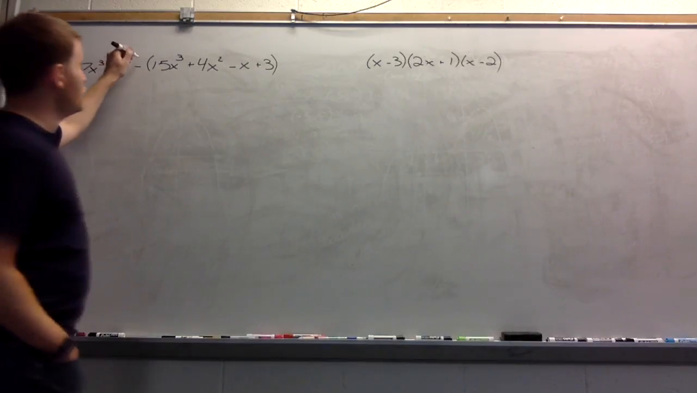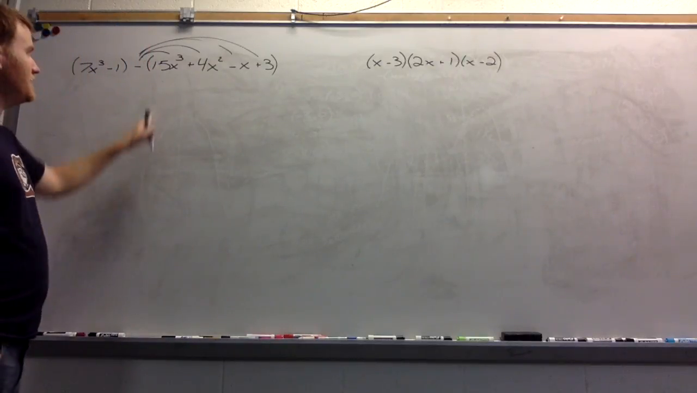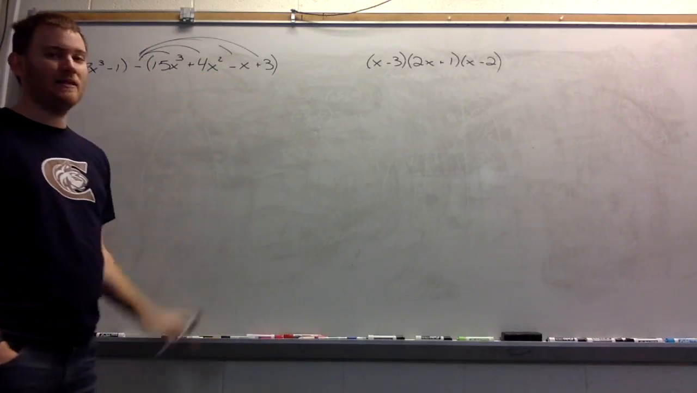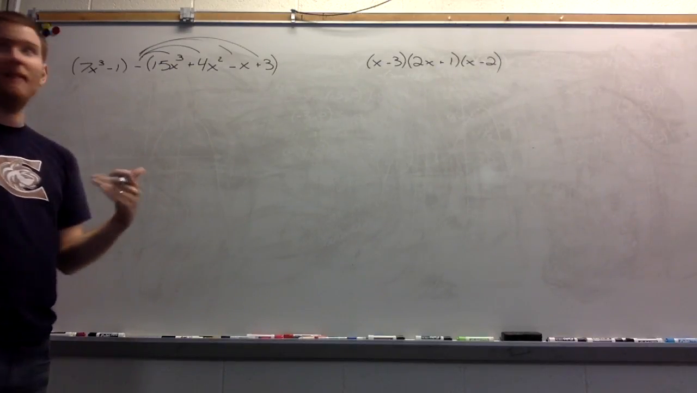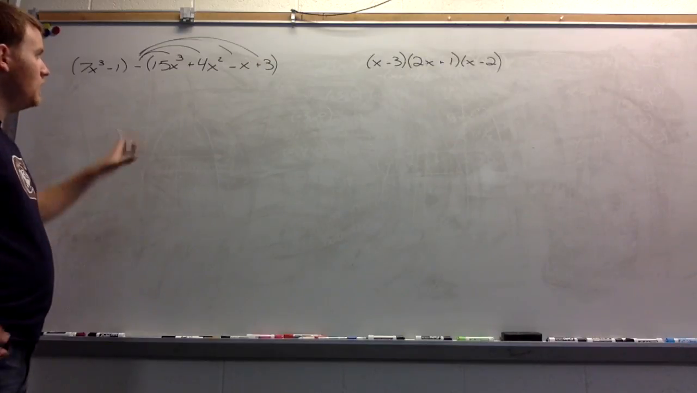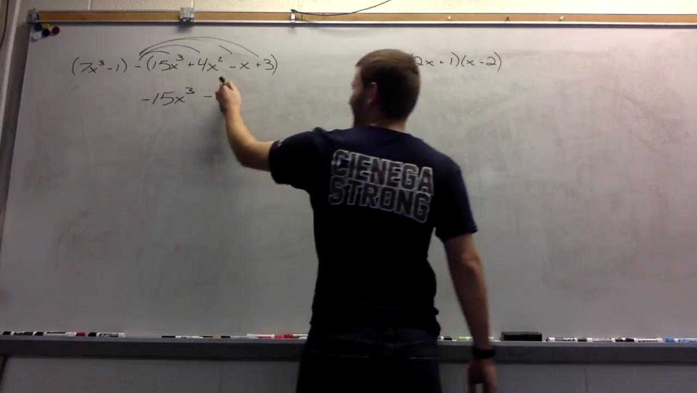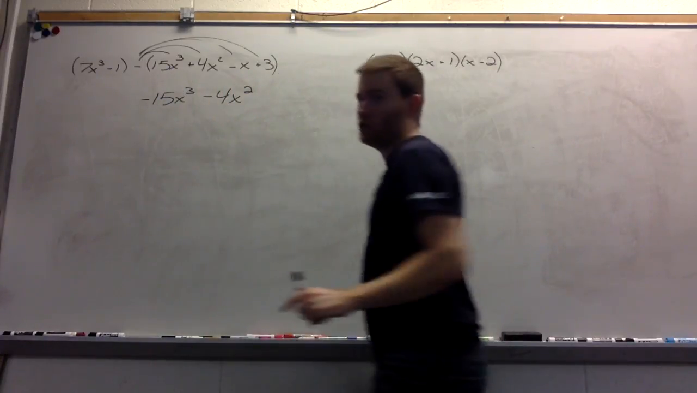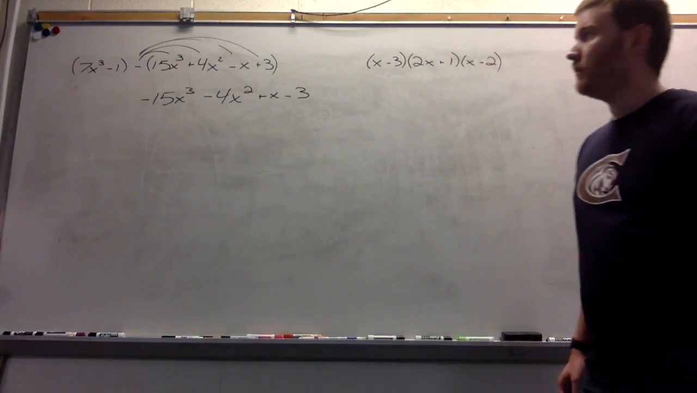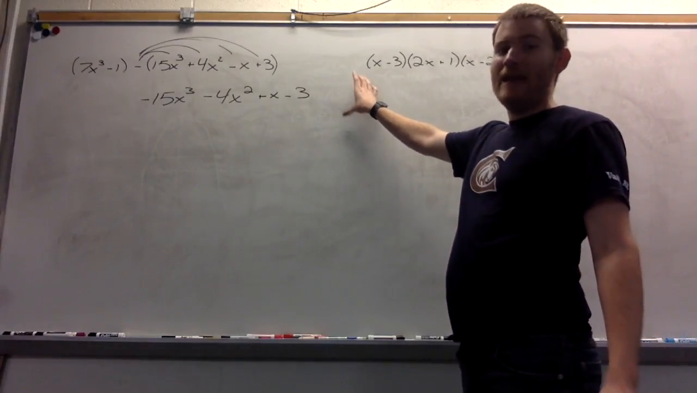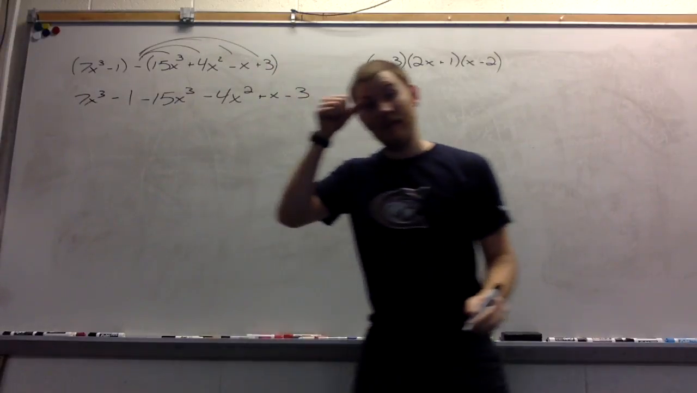Really what I'm going to do is distribute this negative to all four items, to the x cubed, the x squared, the x, and the number, and that's going to change my polynomial to something else, and I have to do that before I add it to the other. That's going to make my second polynomial a negative 15x cubed, a negative 4x squared, a positive x, and a negative 3. And I want to take this and combine it with my 7x cubed minus 1 at the beginning.